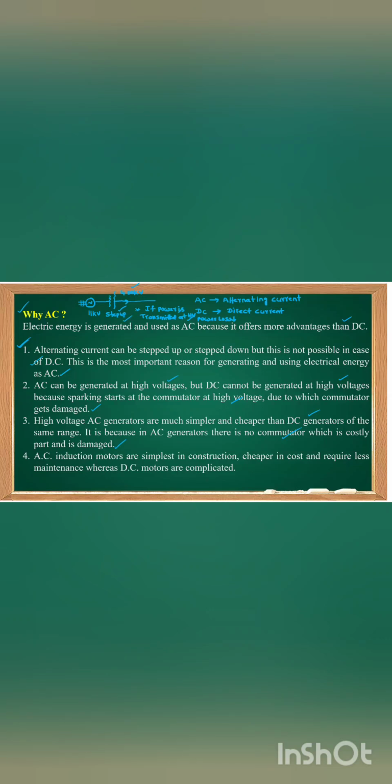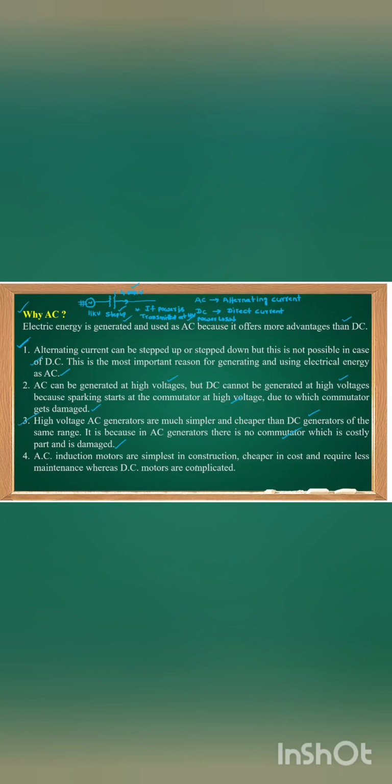What is the purpose of using a commutator in the DC generator? In DC generators, it converts AC to DC. In a DC motor, DC to AC. That you see in your machines subject. But high voltage AC generators are much simpler and cheaper than DC generators. This is also one more reason why AC is preferred.